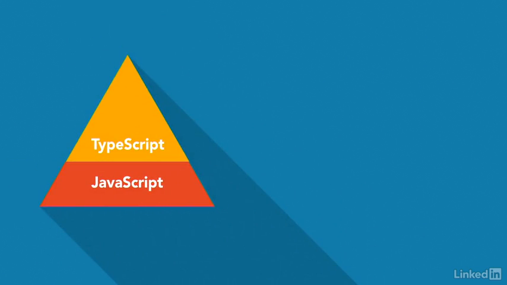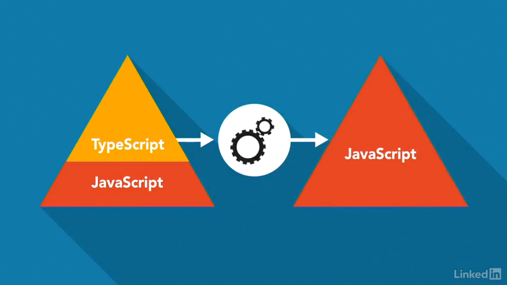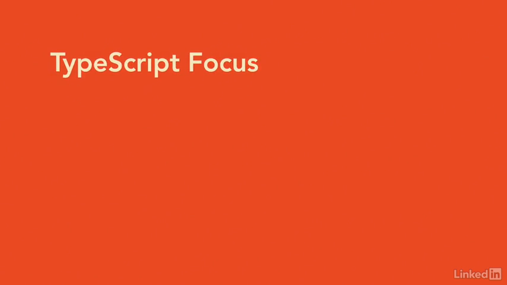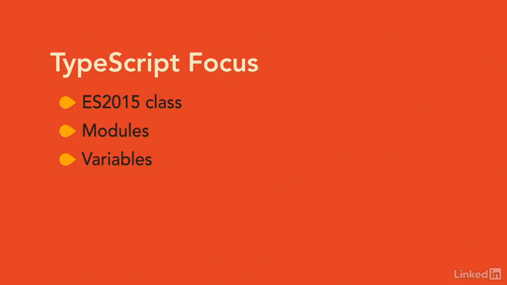The Angular source code is written in TypeScript. TypeScript is a typed superset of JavaScript that gets transpiled to plain JavaScript. Some of the advantages of using TypeScript is that you can write ES2015 classes and use modules. TypeScript also provides strong typing for things like variables and function signatures.